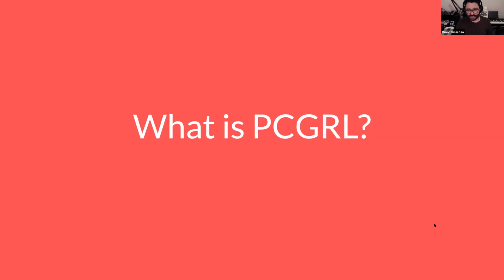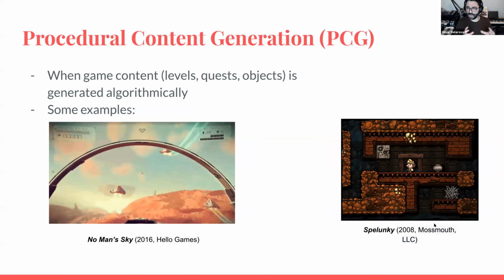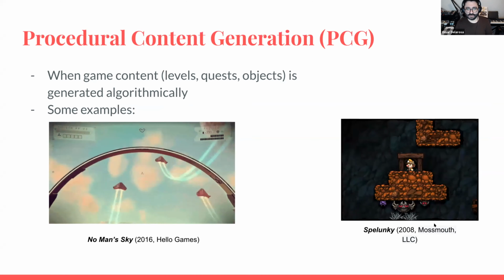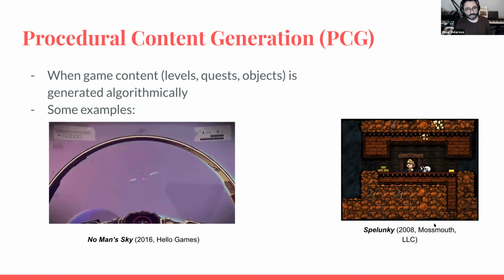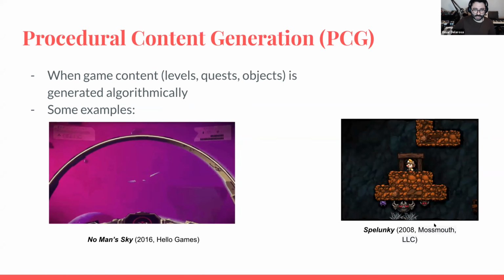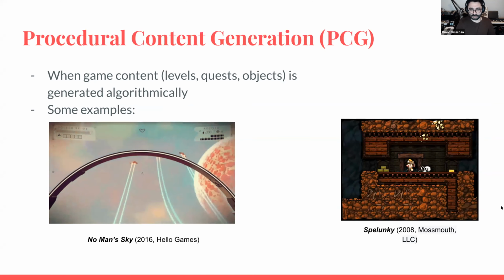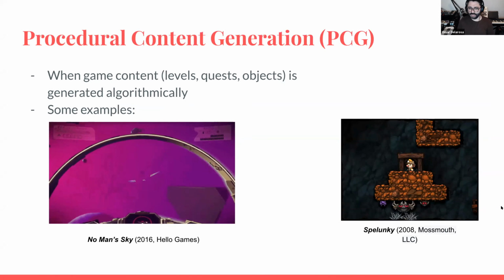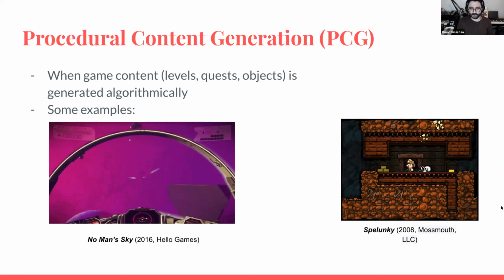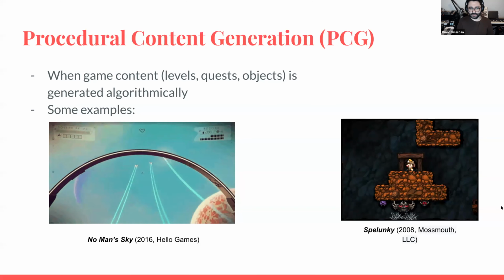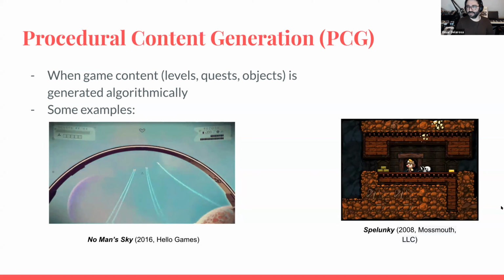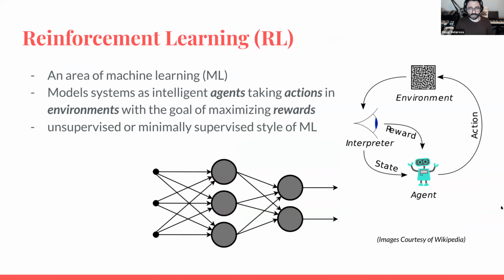So I'm going to start by describing what PCGRL is. The idea is that it combines a couple of concepts. The first one is procedural content generation. This is the name given to when game content, such as levels or quests or objects, is generated algorithmically. There's a couple of famous examples right now. I've listed two, No Man's Sky and Spelunky, but this actually goes way back to maybe the 80s or the 70s. Very simple games at times when resources were very limited on computers could leverage procedural content generation to save memory. The game Elite, I think, is one of the most famous examples that had space content, planets, and whatnot.